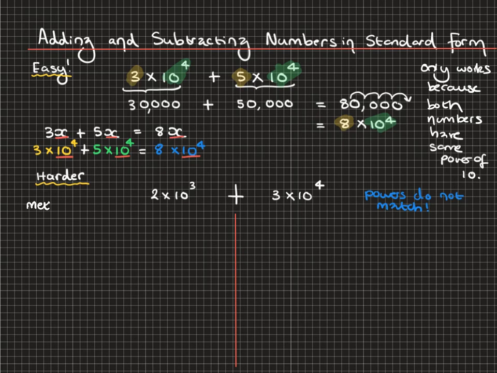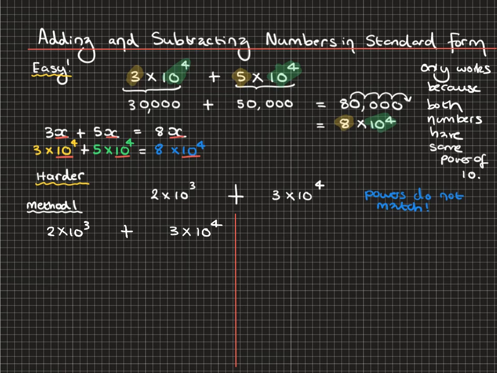So I'll call this method 1. What we're going to do is we're going to write both numbers so they have a power of 3. So I'm just going to write out my calculation again. 2 times 10 to the power of 3 plus 3 times 10 to the power of 4.